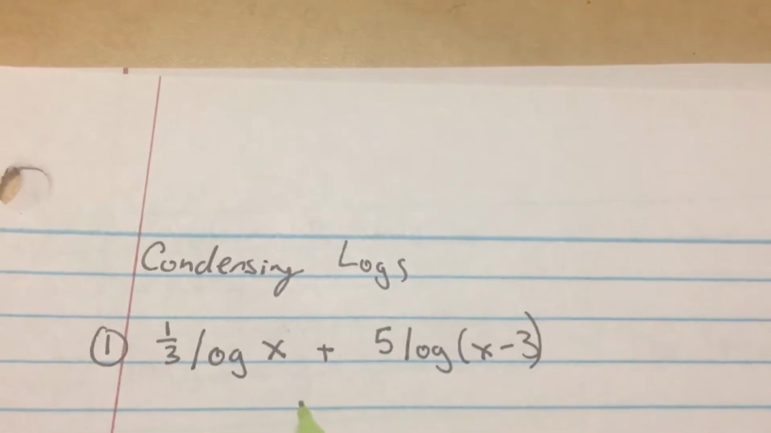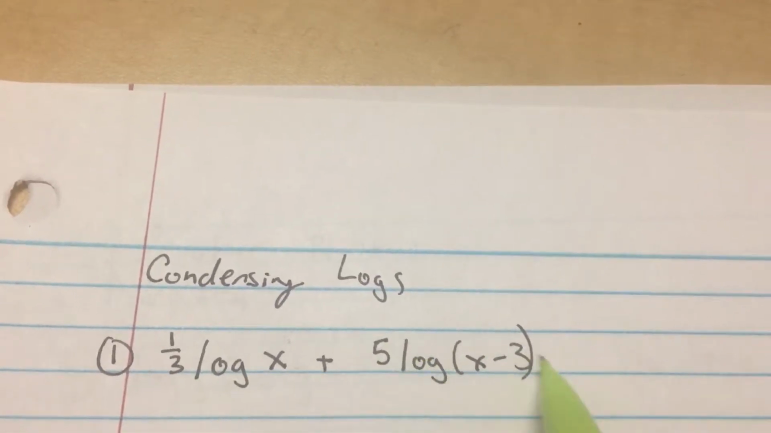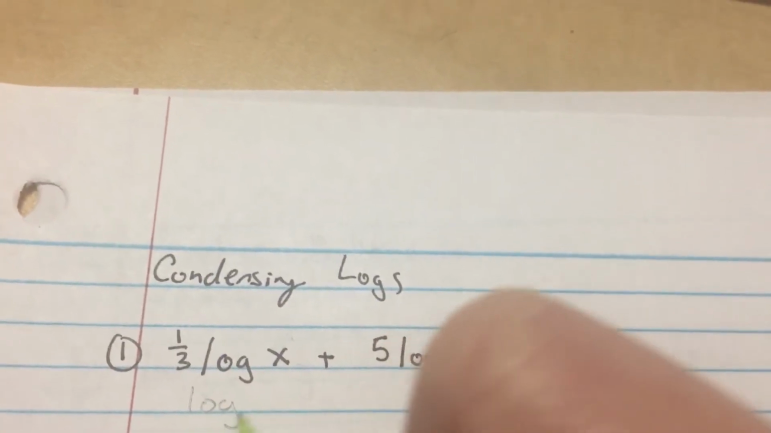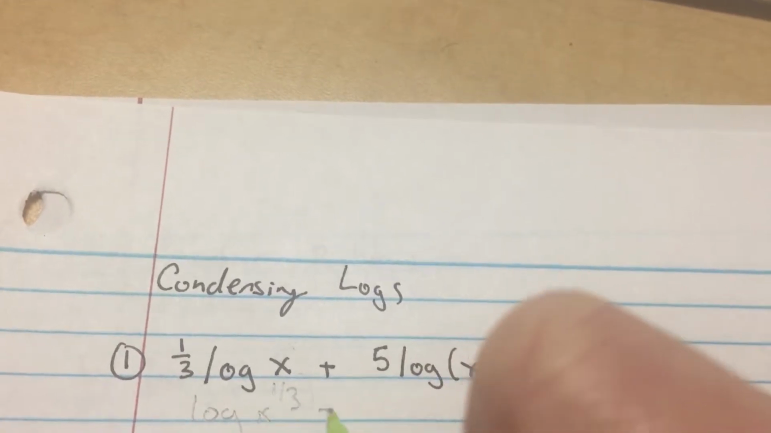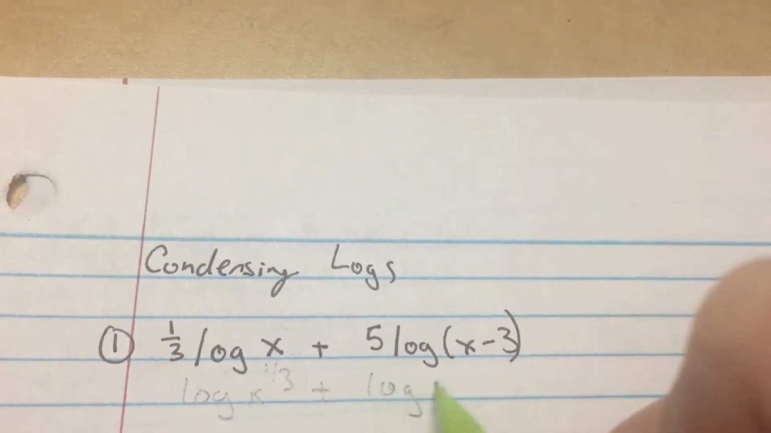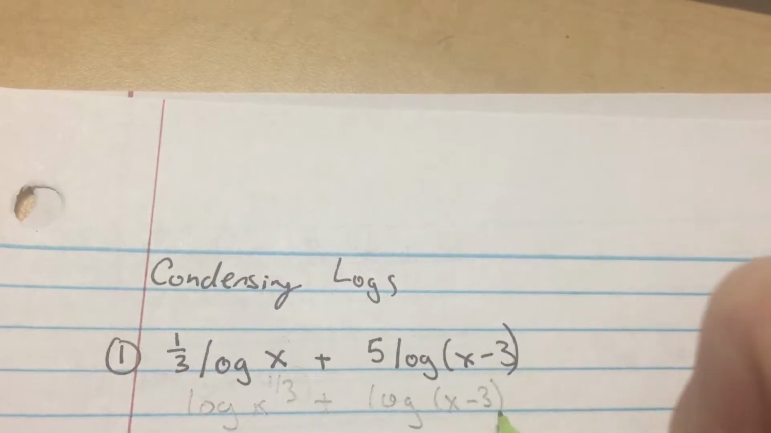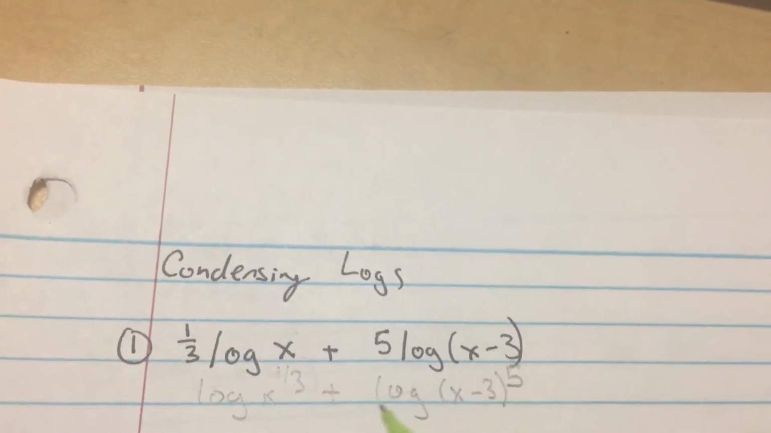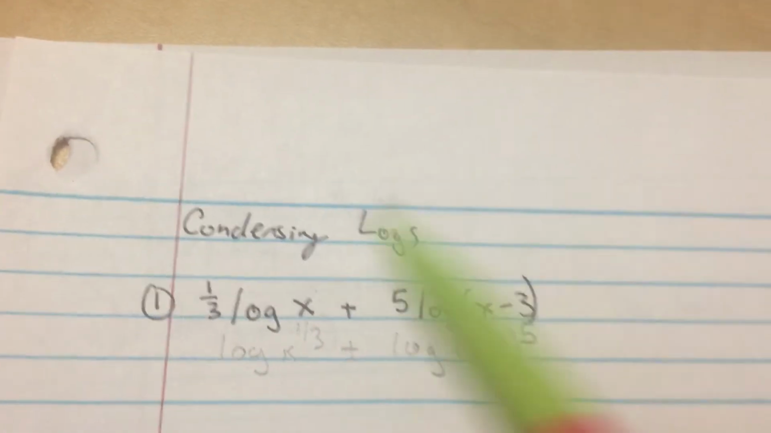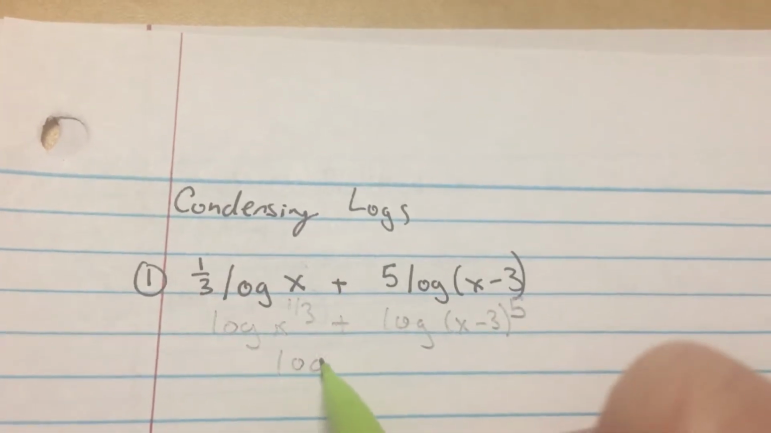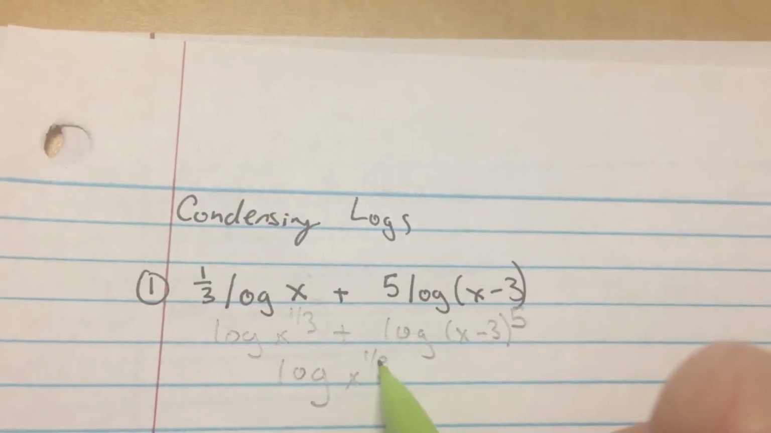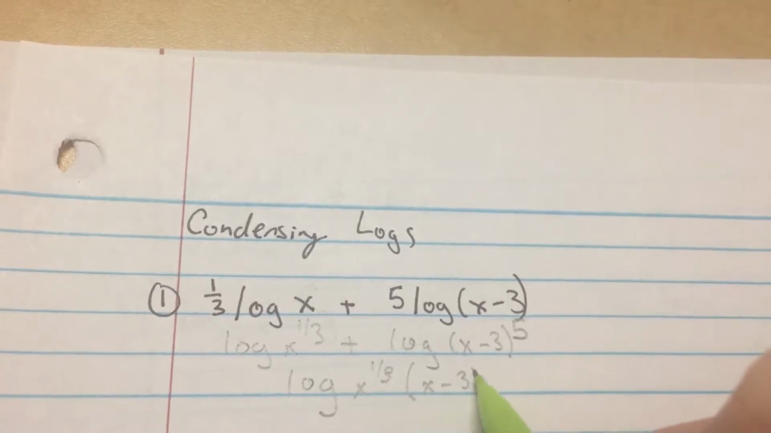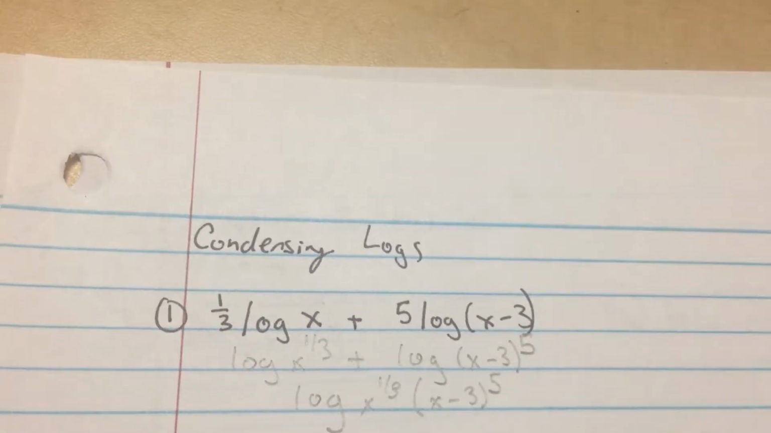Okay, so I see that there is an exponent in front of both, so chances are I want to use that first. So this will become log of x to the power of 1/3 plus log of x minus 3, keep those parentheses, to the power of 5. So different powers. I see an addition sign, so that means to multiply. So log of x to the power of 1/3 times x minus 3 to the power of 5.